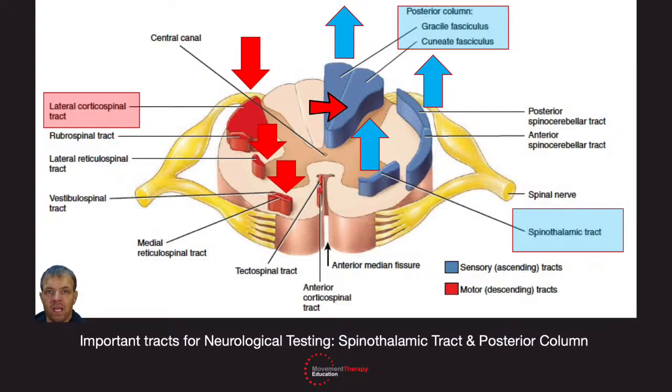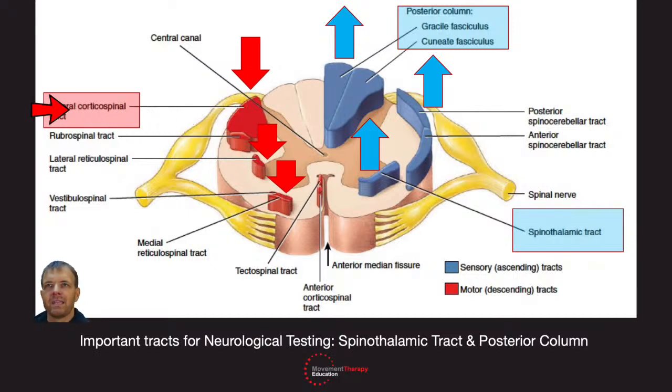Now, what this image doesn't show you is that this is obviously repeated on the left side of the picture as well. So we've got a posterior column on this side, and we've got a spinothalamic tract on this side as well. But just to make it easier to understand, they've taken that information off, so that you can see one side goes down, one side goes up, but in reality, you've got up and down on both sides.